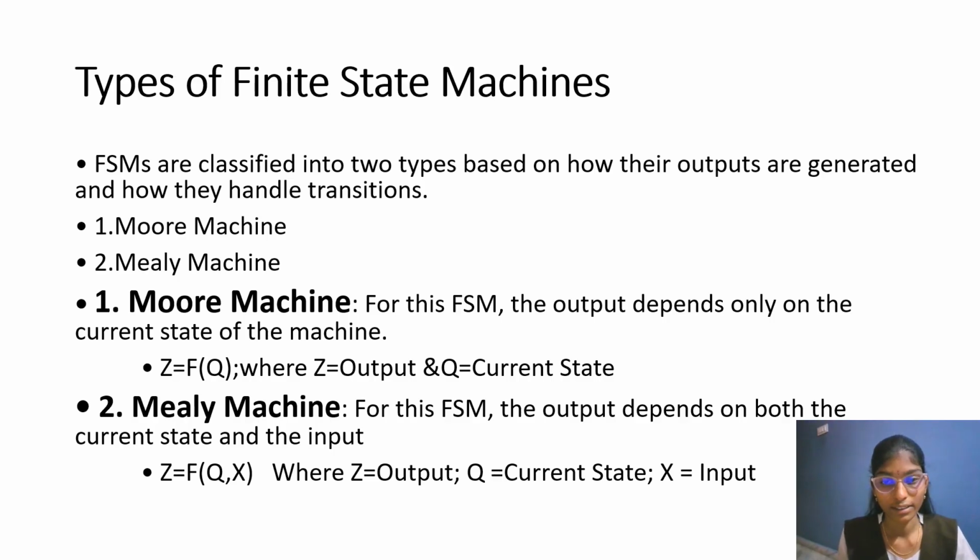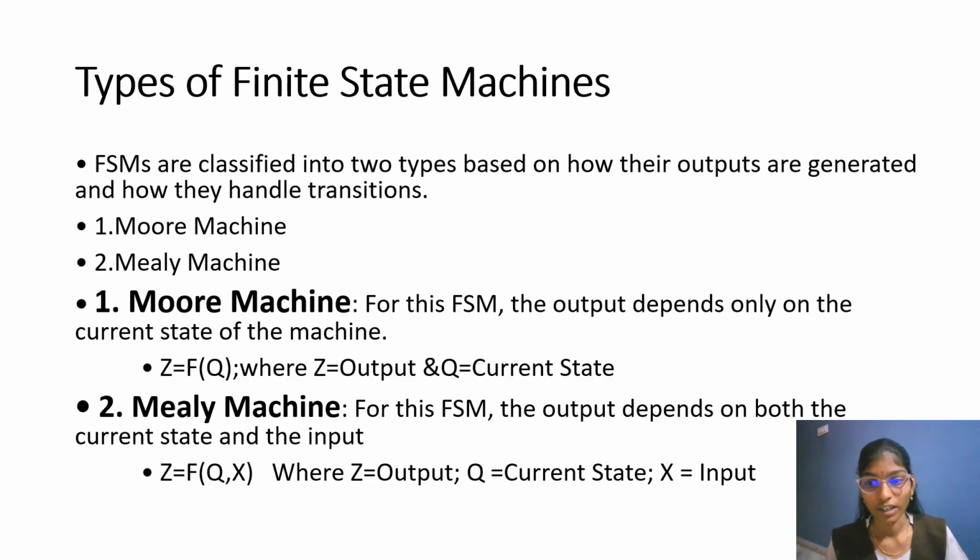Types of finite state machines. Finite state machines are classified into two types based on how their outputs are generated and how they handle transitions. First one, Moore machine, and second one, Mealy machine. Moore machine: for this finite state machine, the output depends only on the current state of the machine, that is Z equals f of Q. In this, Z is output, Q is current state.